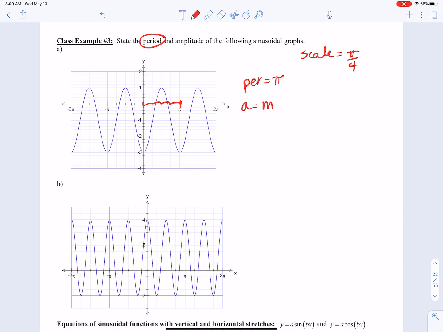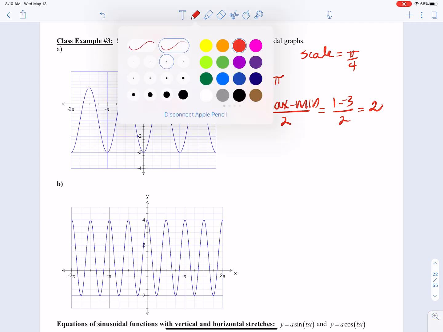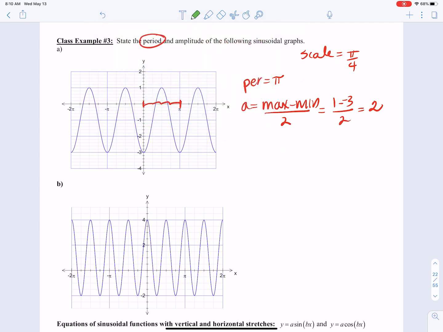All right, amplitude is max minus min, divided by 2. So my amplitude is 1 minus -3 divided by 2. So my amplitude is 2. And we're going to get into what midline is a little bit later. But I'm going to draw the midline. Don't worry about how I got it yet. So here's my midline.